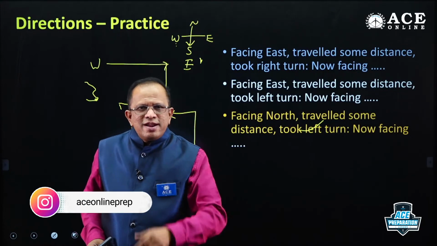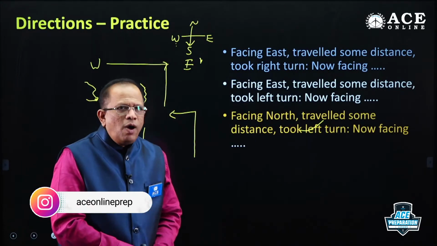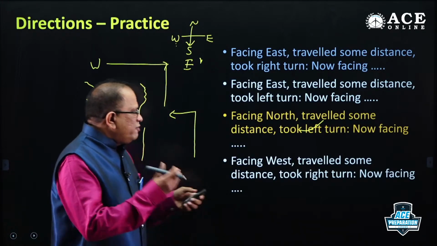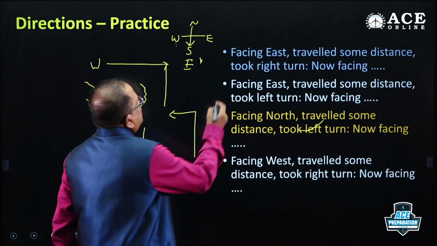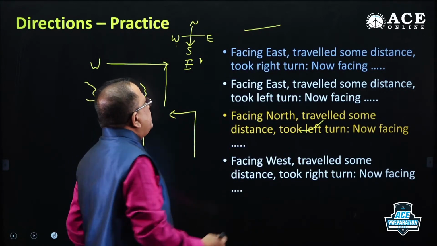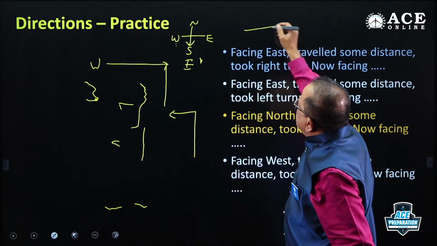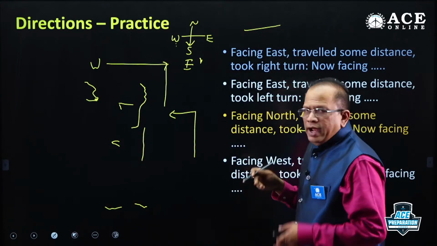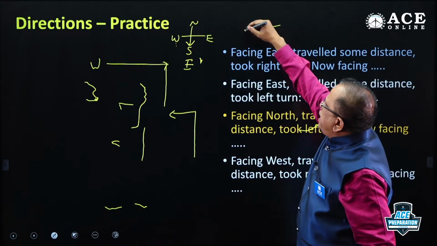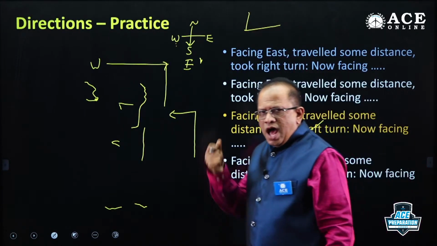You start working on it. You are going to experience, wow, you can easily solve this question. Next one, facing west, traveled some distance, and took right turn. When someone is coming from this direction, east to west, now I aligned myself, then what is the turn? Right turn. So right is this side, so he'll be moving towards north.